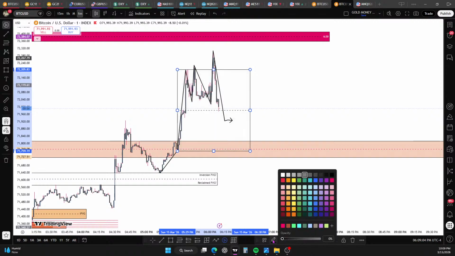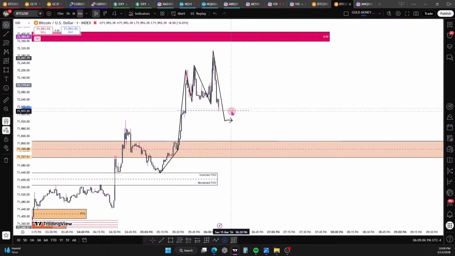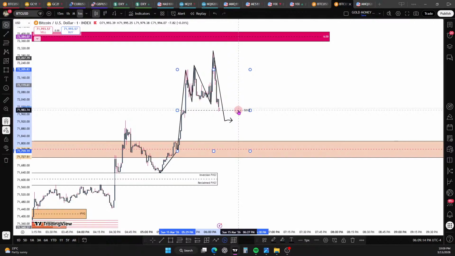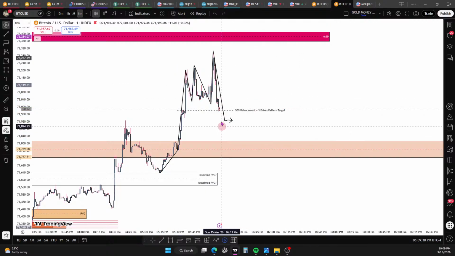I noticed it too late. I would have called it out sooner. I've only just noticed it now. This line would be 50%. Equals 3 drives. Okay, so that level there is a crazy level to be delivered.